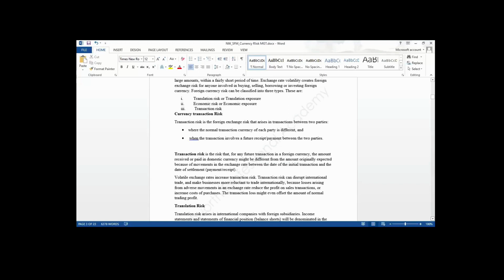Let us illustrate that briefly. Our company is based in Nigeria, our normal transaction currency is Naira. We are transacting business with a company based in China. The China currency is renminbi. The currency of our company in Nigeria is Naira. The currency of the Chinese company based in China is renminbi.